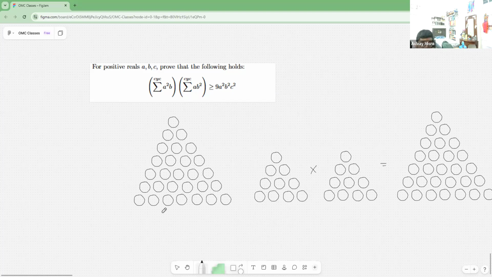Also, just to be clear, you do not have to write these circles when doing Chinese inequality notation. It's just for my convenience.